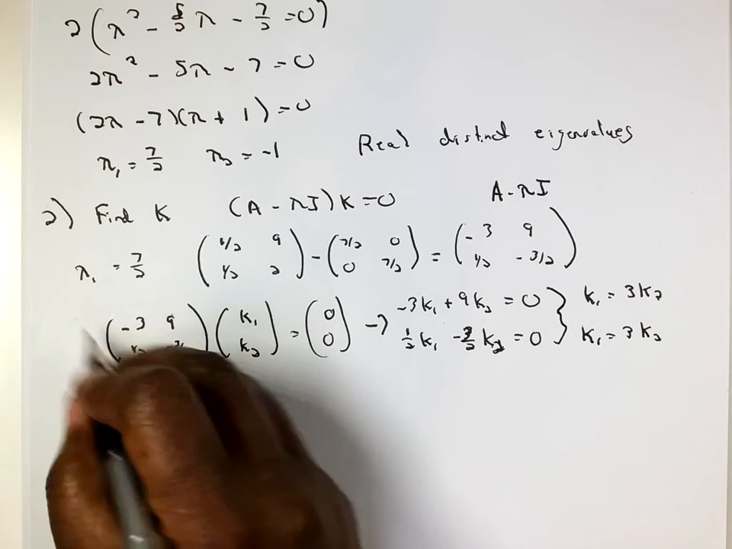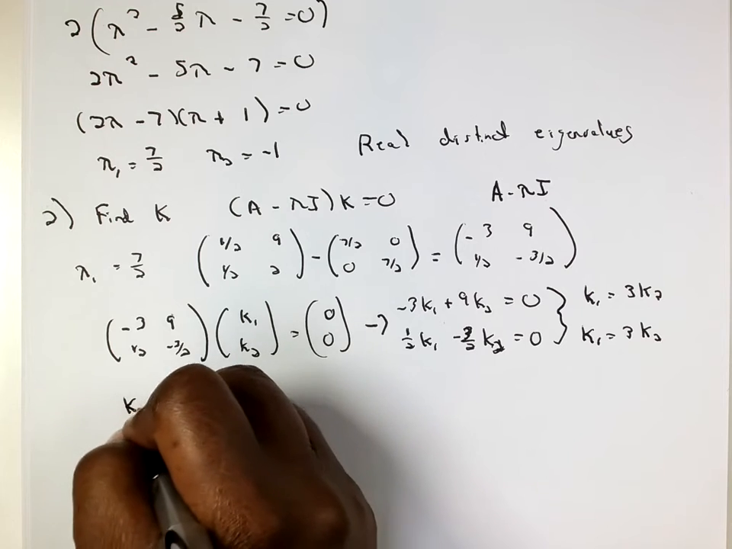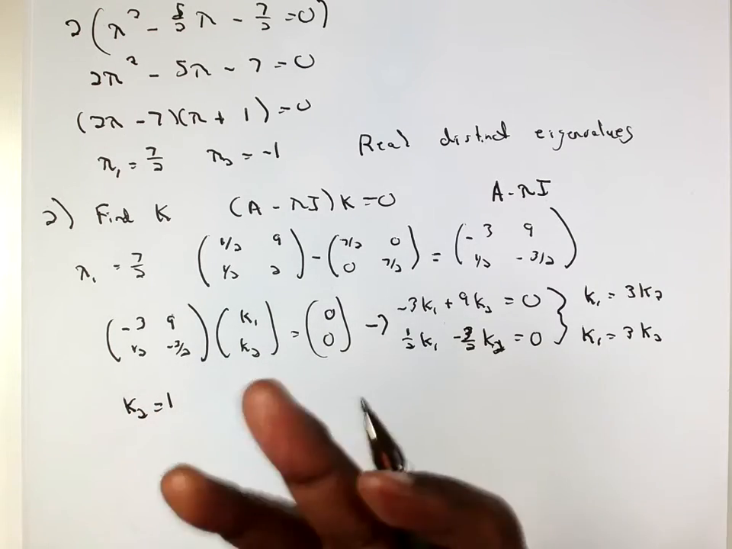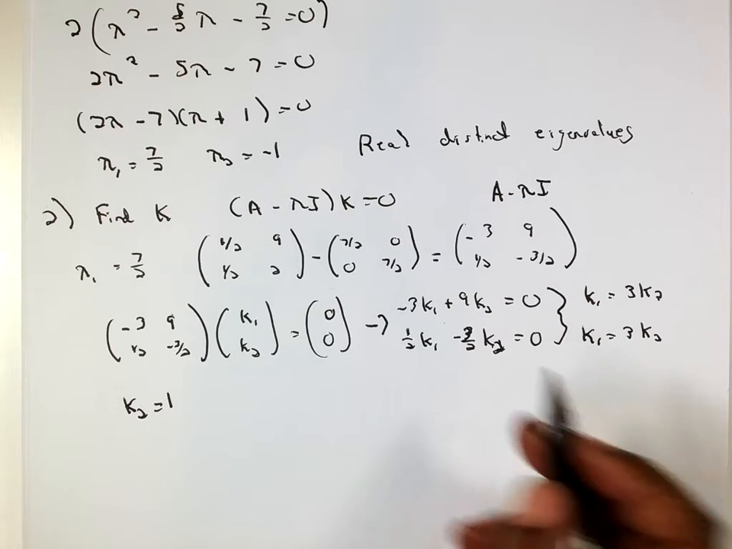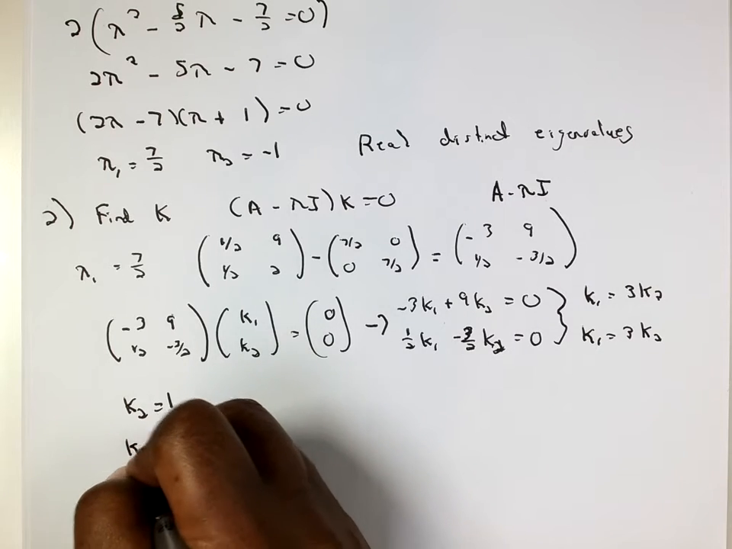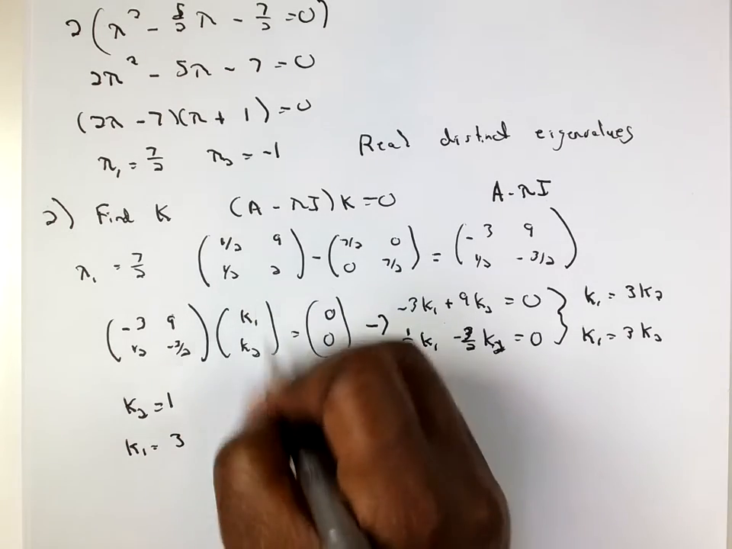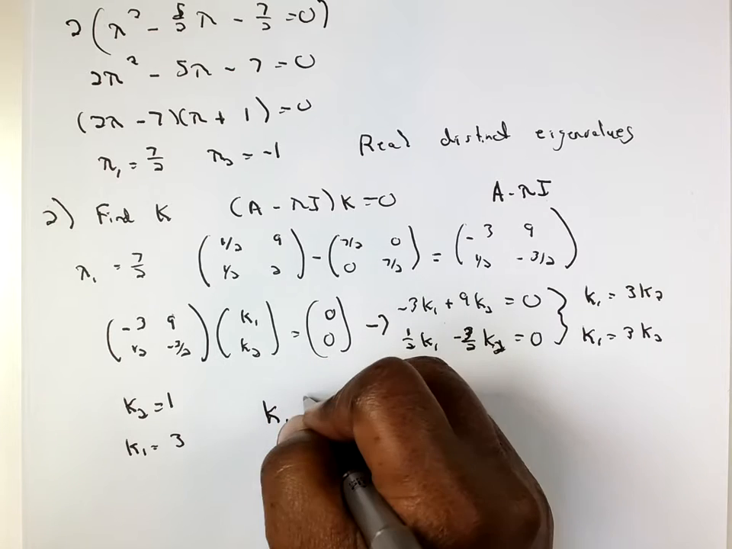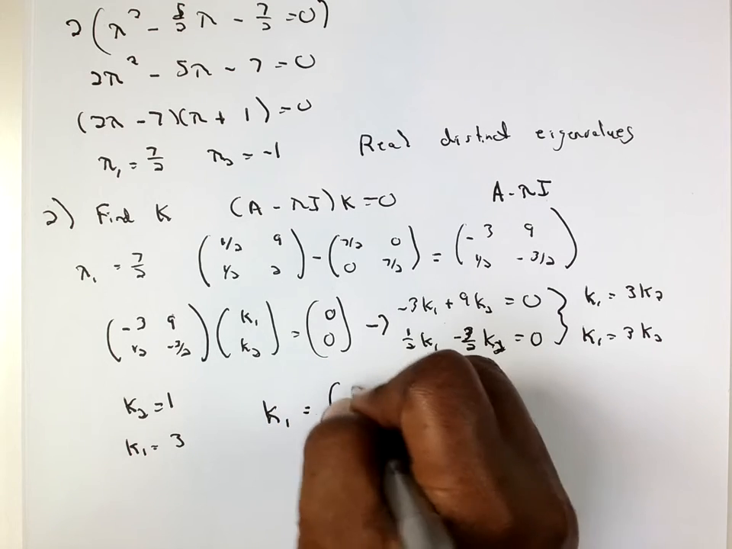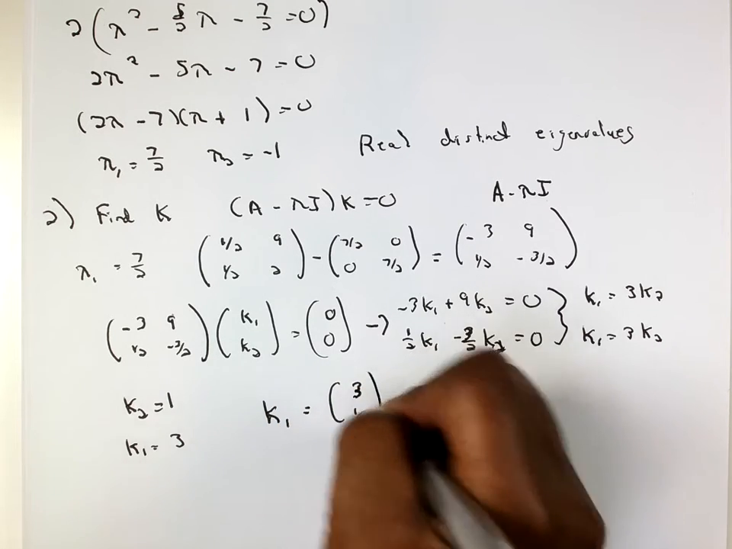So I'm just going to pick k2 equal to 1. I like to deal with whole numbers if we can. And therefore, k1 is going to equal 3. So for my first eigenvalue, I have 3, 1.